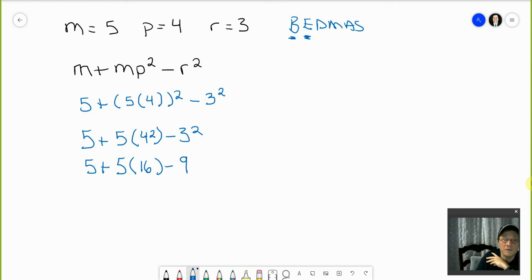So you can do the exponents at the same time, right? You can do all the exponents in a row. So now I've solved this exponent, now I can do 5 plus whatever 5 times 16 is. I guess I should have thought about that first. Okay, so 80. 5 plus 80 minus 9. So 85 minus 9 equals 76.